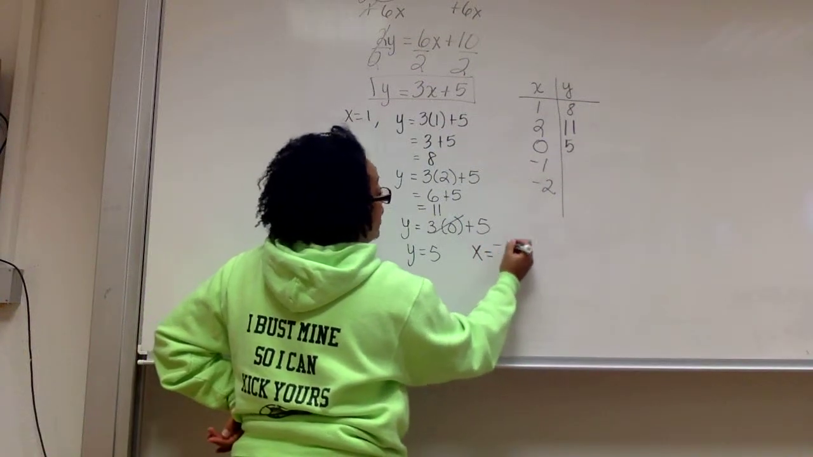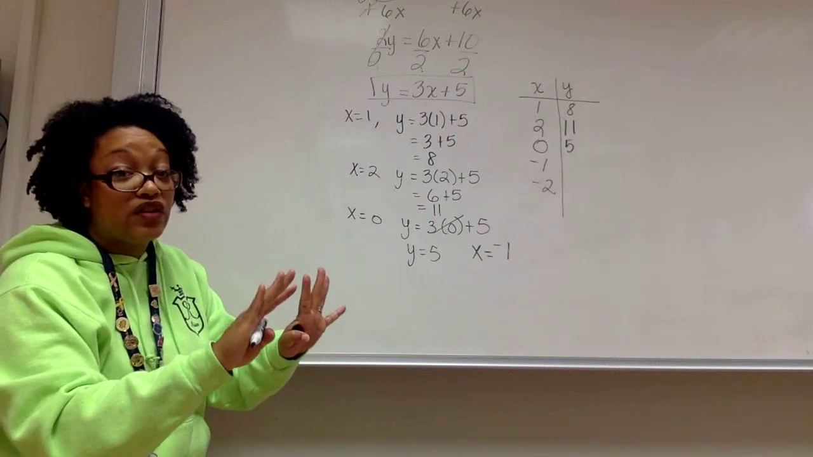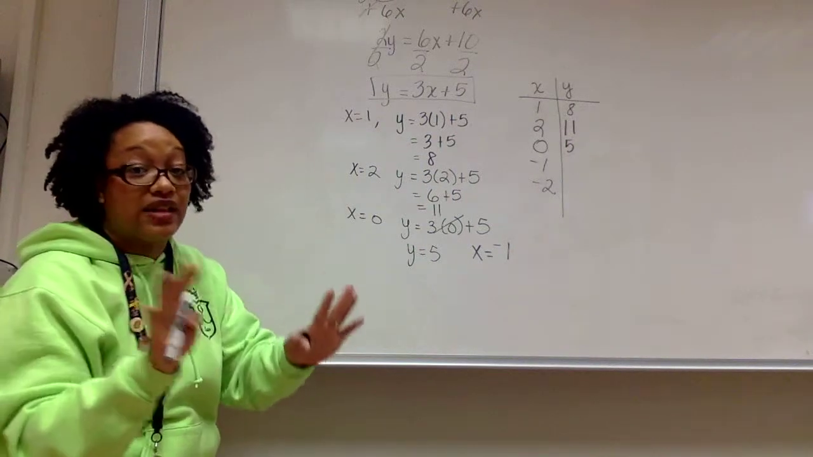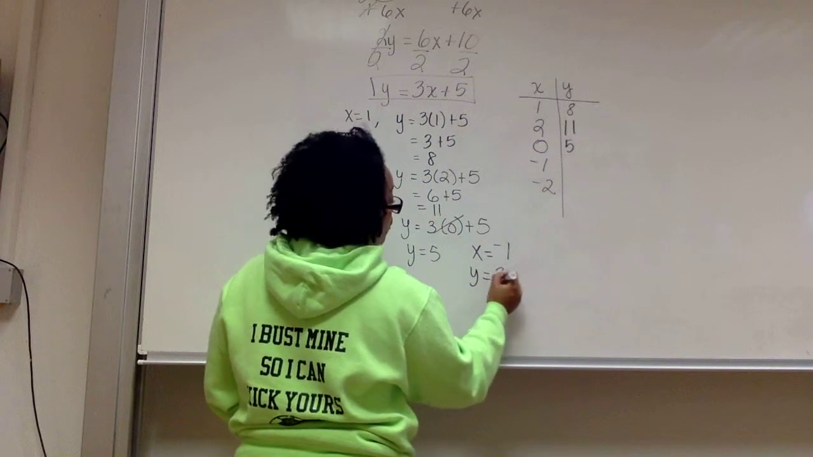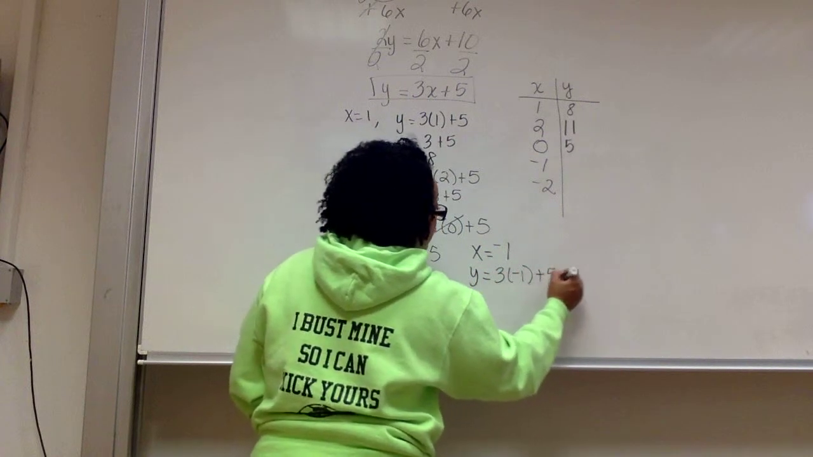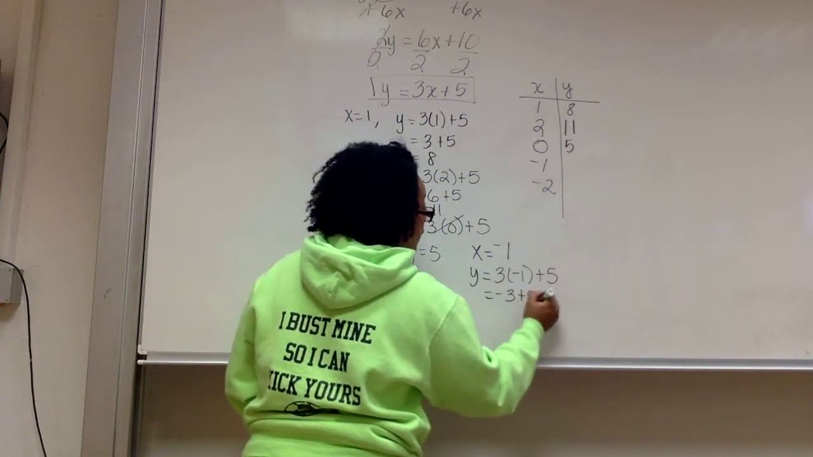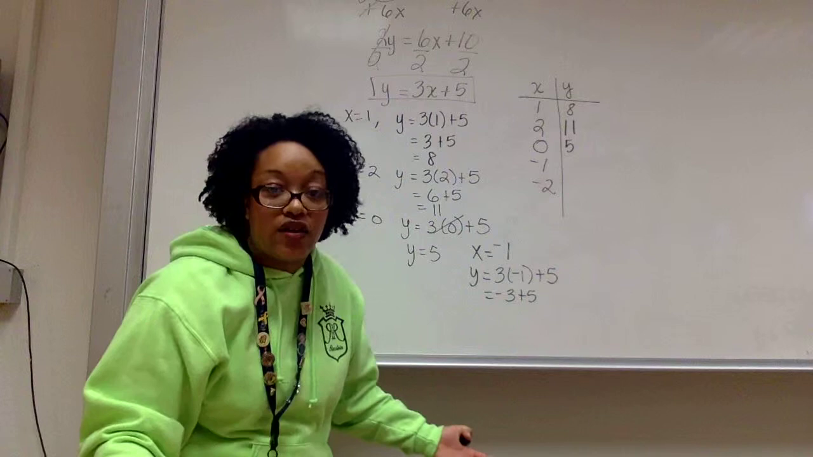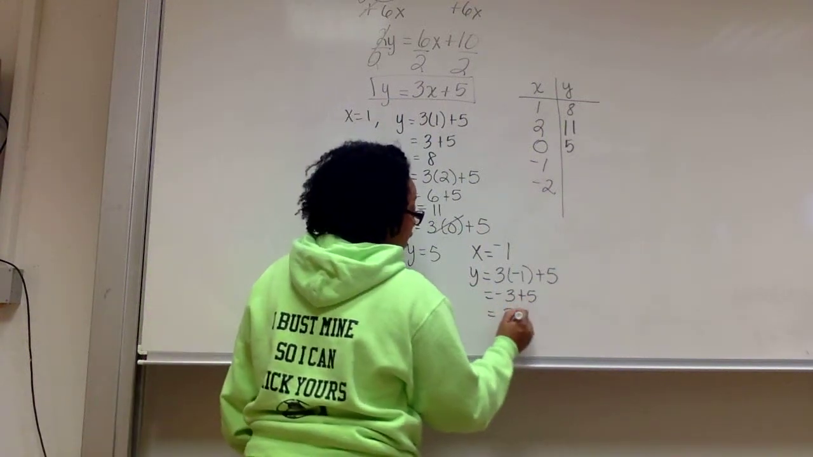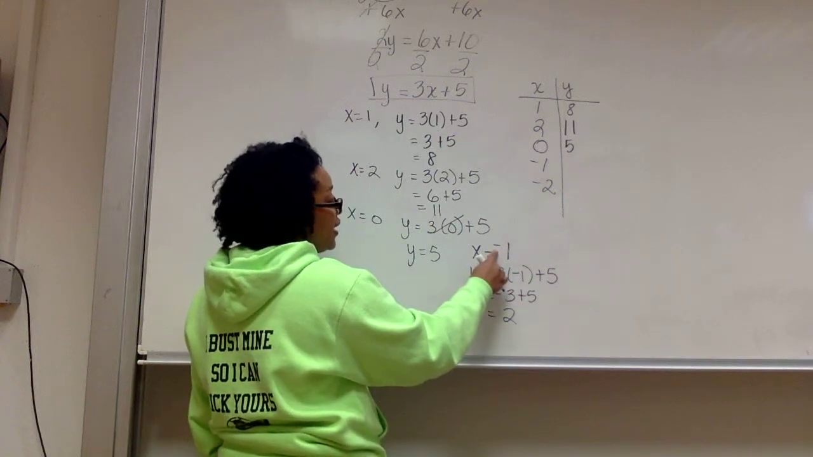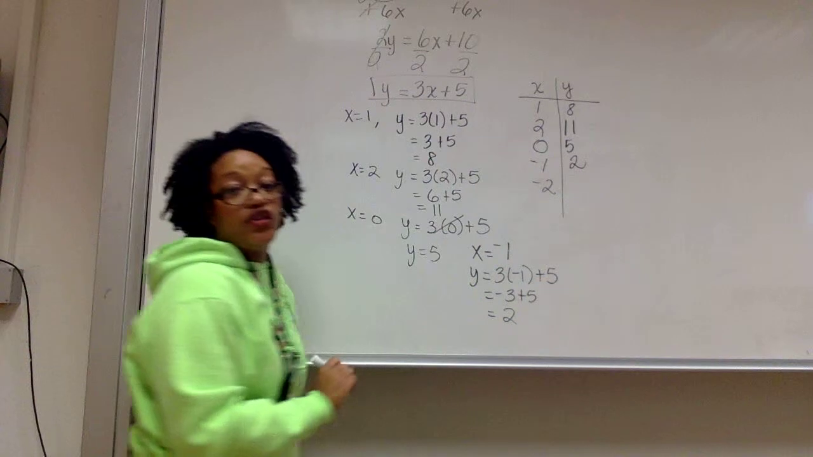X equals negative 1. So get ready. These are negative numbers. So remember, you got to pay attention to your small details so you don't make a silly mistake. When x is negative 1, y equals 3 times negative 1 plus 5. 3 times negative 1 is negative 3 plus 5. Get your calculator if you need it. The calculator will tell you negative 3 plus 5 is 2. So when x is negative 1, y is 2, plug it into your table.